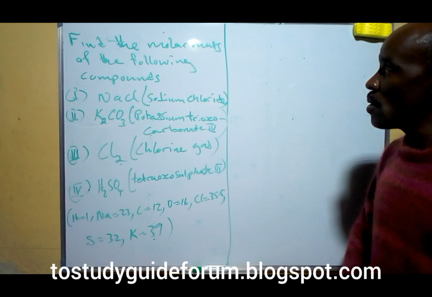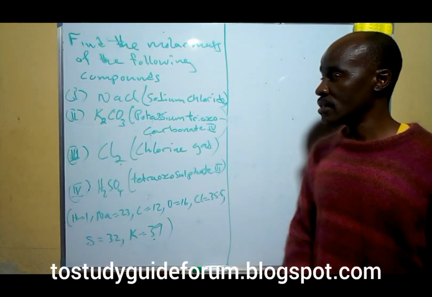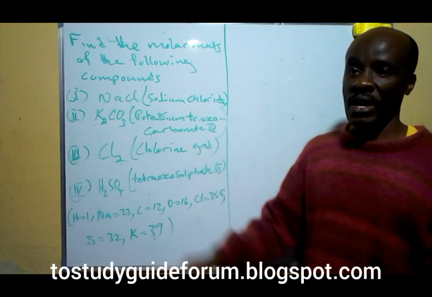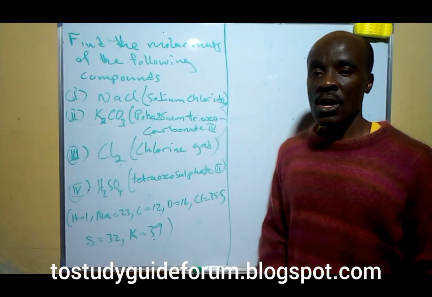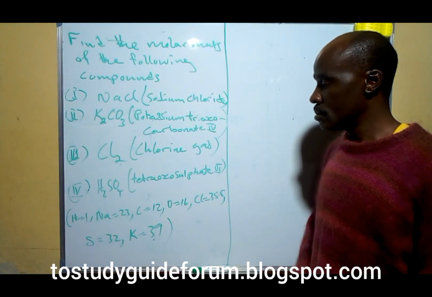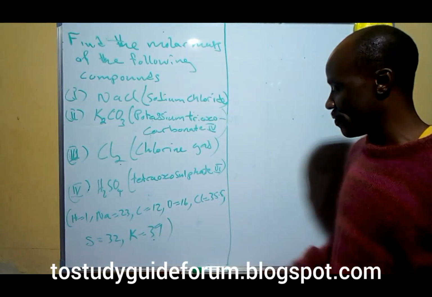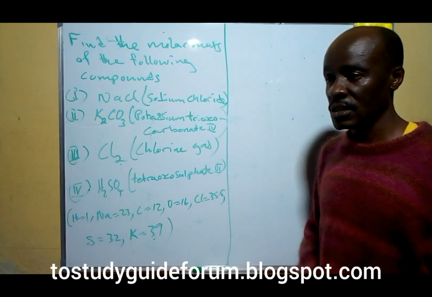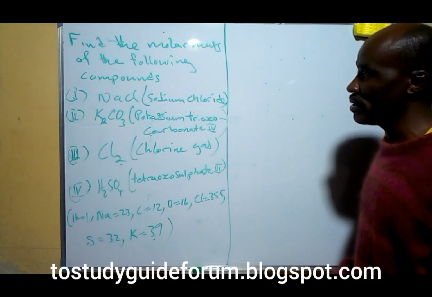It says, find the molar mass of the following compounds. We have sodium chloride, potassium trioxocarbonate 4, chlorine gas, and tetraoxosulfuric acid. Each of these has its relative atomic mass and relative molecular mass presented before us here. So based on that, let's start from the first one.